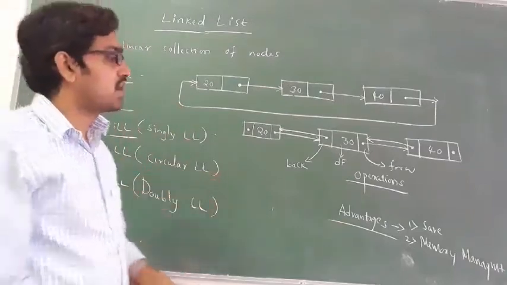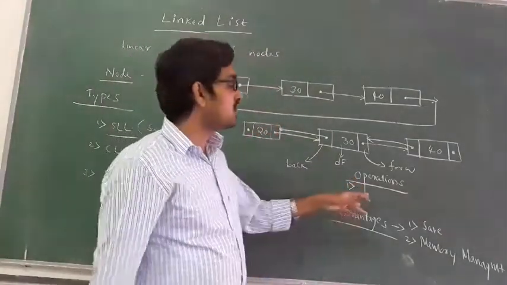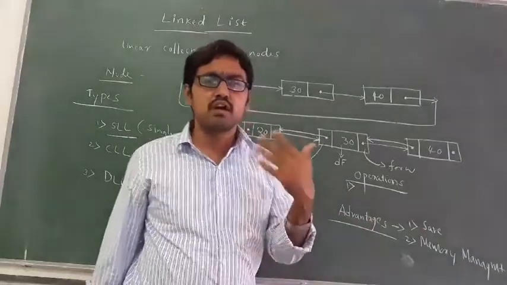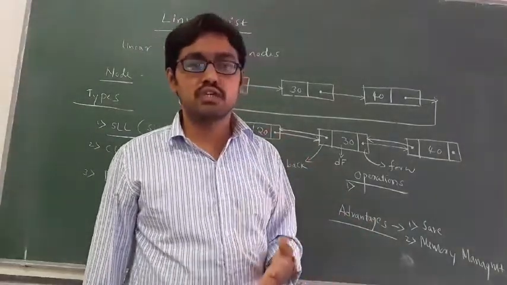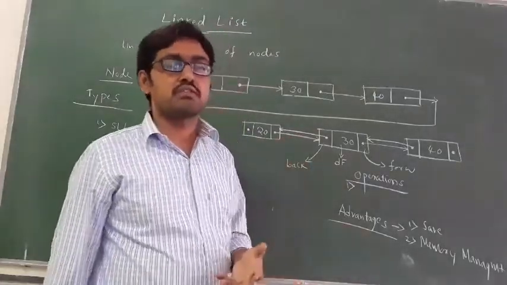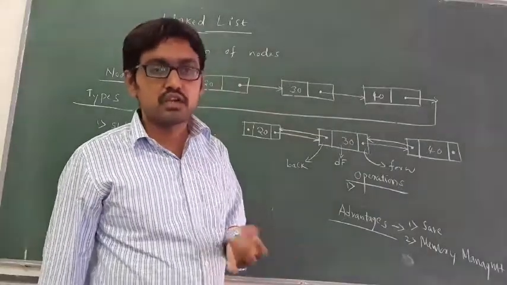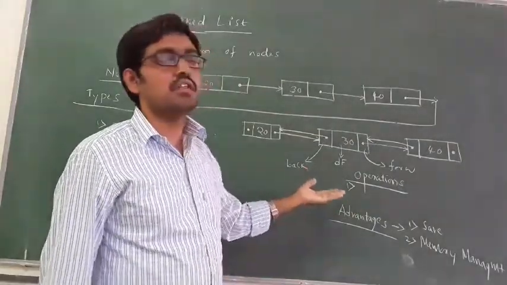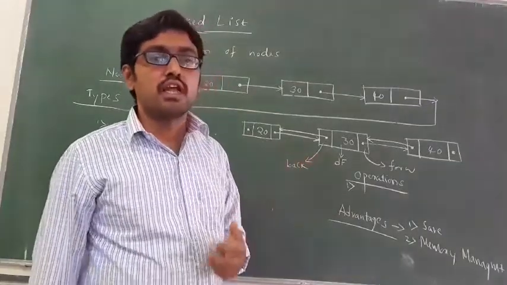The next question: what are the operations on a linked list? This is a 2 marks question. Already you know the operations. What are the operations on an array? You have already studied these. The operations on a linked list are insertion, deletion, sorting, and searching. Here also you have these operations only. These are nothing but the operations on a linked list.